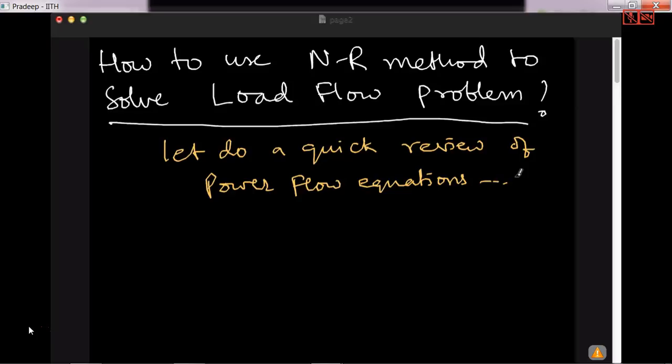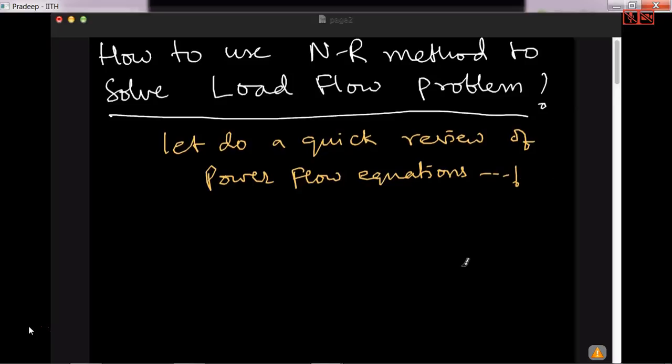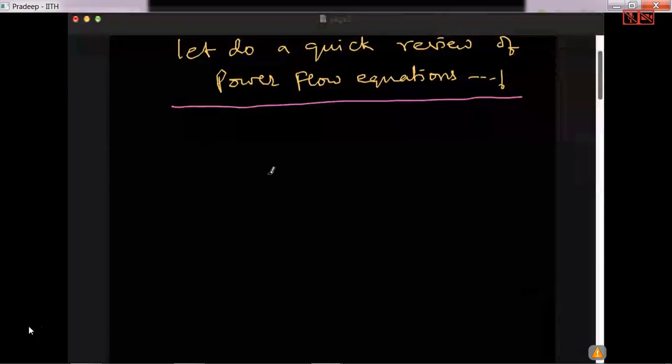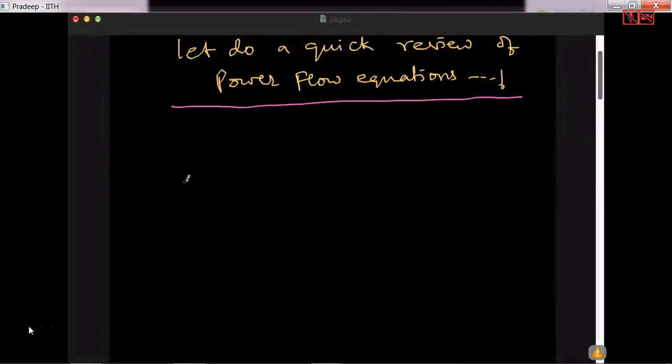So remember, some 2-3 classes back we have derived power flow equations. Second time I repeated, now third time I am repeating. At the time I also told you to go home and repeat it 5-6 times. I could have directly copy pasted the equation, but I want to derive it once again. So 5 times you repeat it, 10 times you repeat it, it is only beneficial for you.